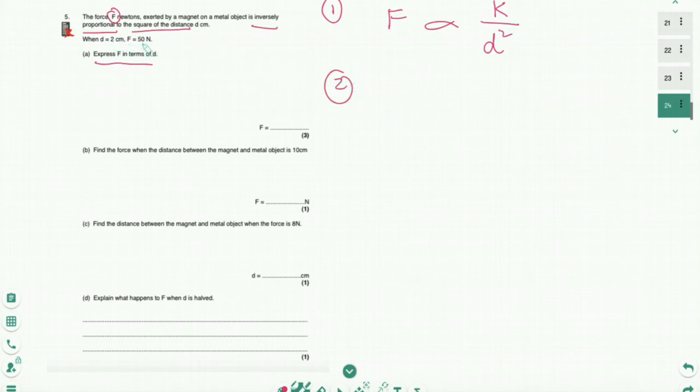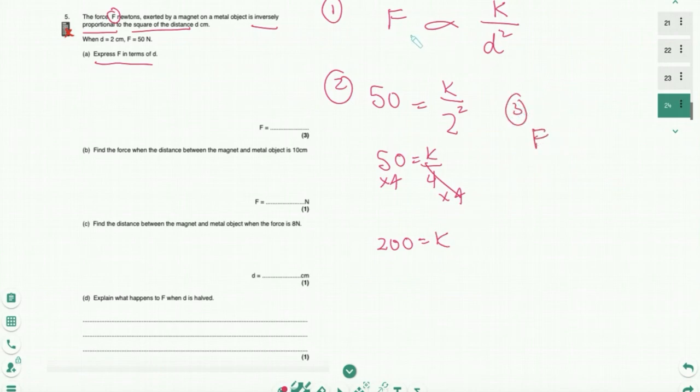So when d is 2, F is 50. So we'll replace F with 50, we'll replace the proportional sign with equals, k over d squared, where d is 2, so 2 squared. So let's simplify that. 50 is equal to k over 2 squared, which is 4. To find k, which is being divided by 4, we'll times both sides by 4. 50 times 4 is 200 equals, that cancels out, k. So our formula is F is equal to 200 over d squared. And that is our answer for part 1.